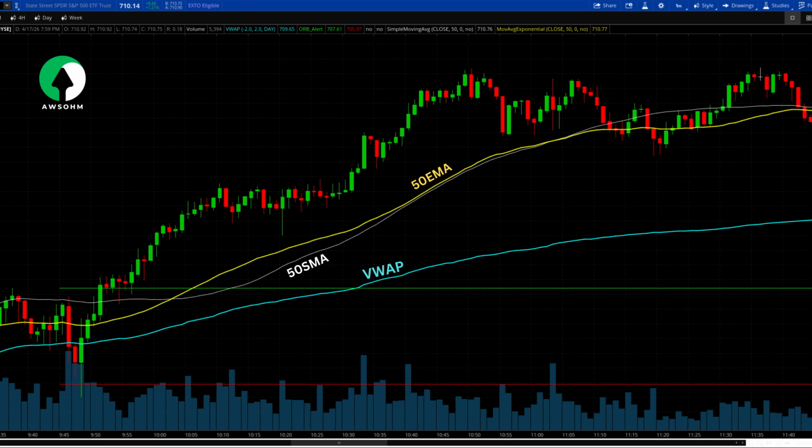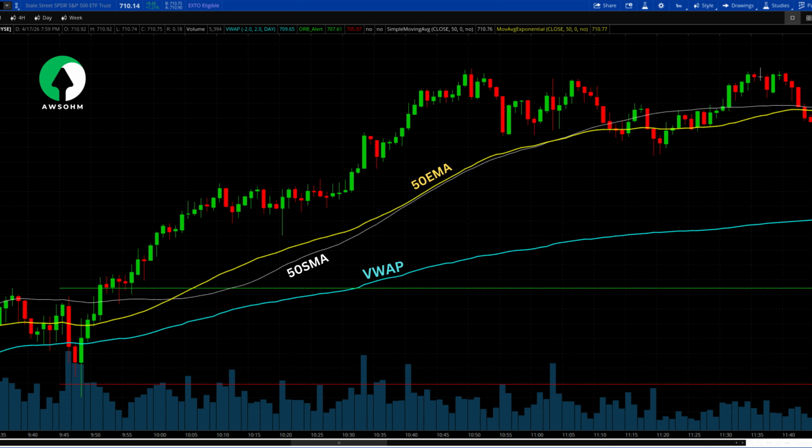EMA pullback continuation: 9 EMA plus 20 EMA plus RSI. Best time frames: 1-minute, 2-minute, and 5-minute charts. The 1-minute gives earlier entries but more noise. The 2-minute often balances signal quality and speed. The 5-minute is slower but more reliable, especially after the first 30 minutes of market open. Many traders use the 5-minute for trend direction and the 1-minute for entry timing.